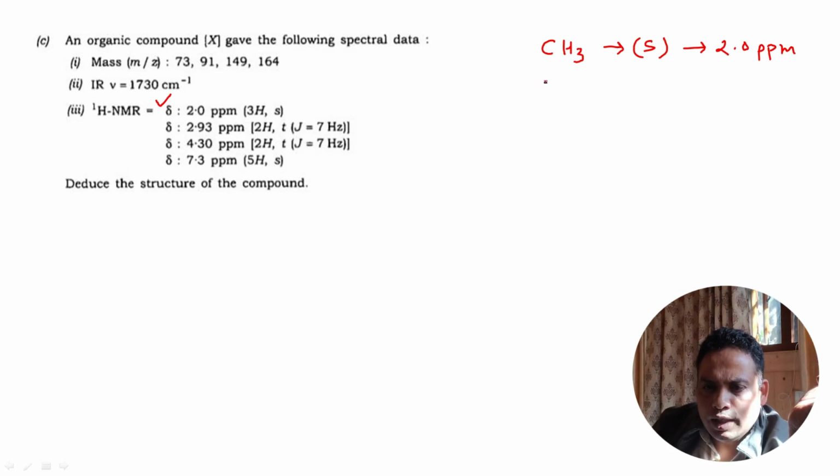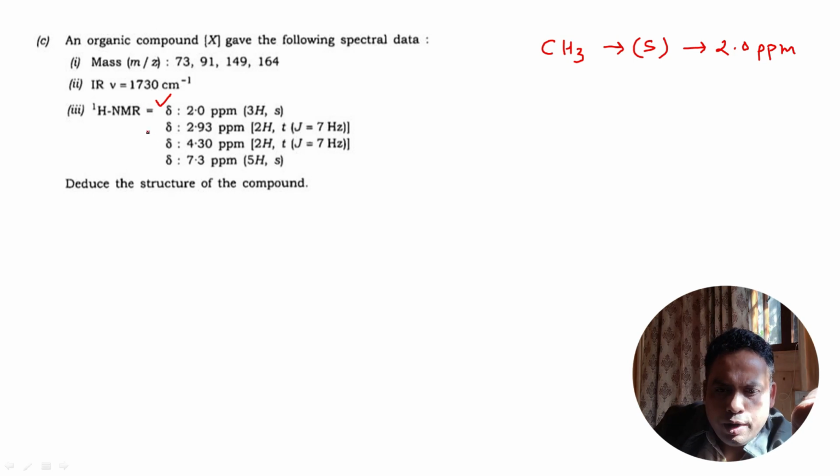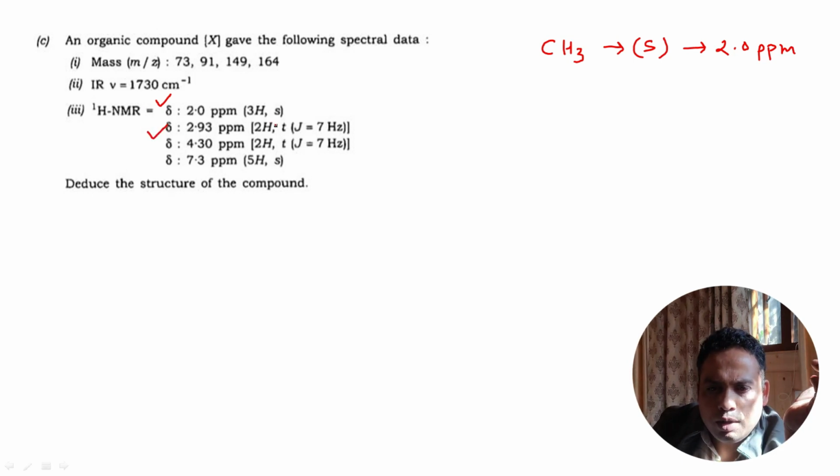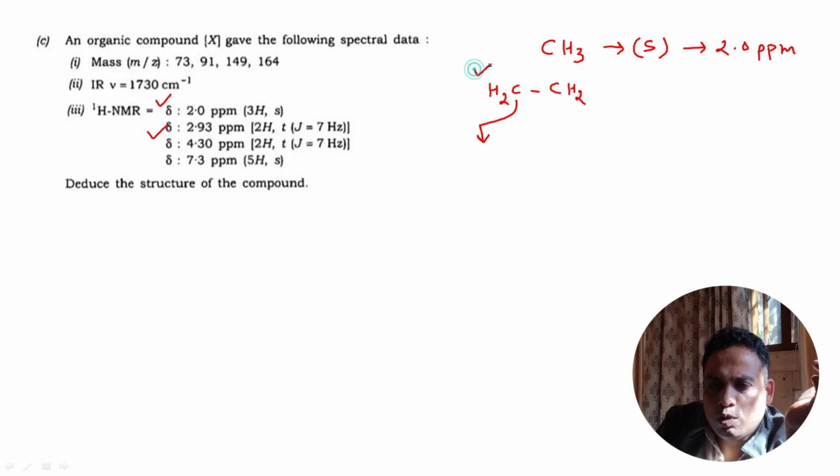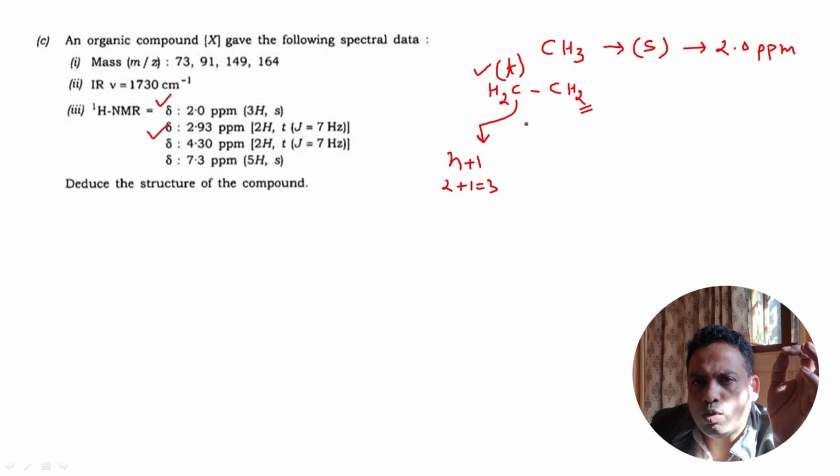Then you can see the next signal at 2.93 ppm, a two proton triplet. Two protons means you are having a CH2 group, and if it is a triplet, that means it is connected to another CH2. If you apply the n plus 1 rule to get the multiplicity for these two protons, in the vicinity you are having two protons, so 2 plus 1 gives you 3. That means these two protons will give you a triplet. This is called a two proton triplet.